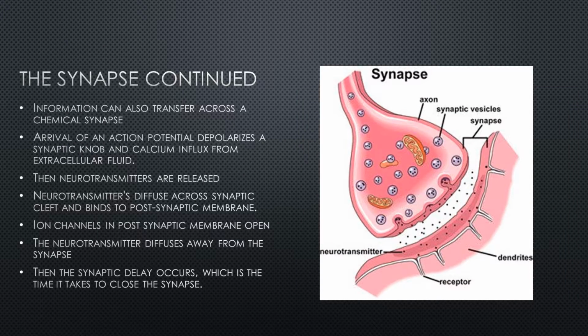The synapse continued. Information that transfers across a chemical synapse is excitatory. Arrival of an action potential depolarizes the synaptic knob and causes calcium influx from the extracellular fluid. Then neurotransmitters are released by exocytosis. The neurotransmitter diffuses across the cleft and binds to the postsynaptic membrane, and then ion channels in the postsynaptic membrane open. Termination of the neurotransmitter effects, and they diffuse away from the synapse. A synaptic delay is the time it takes to close the synapse, which is the longest time period.